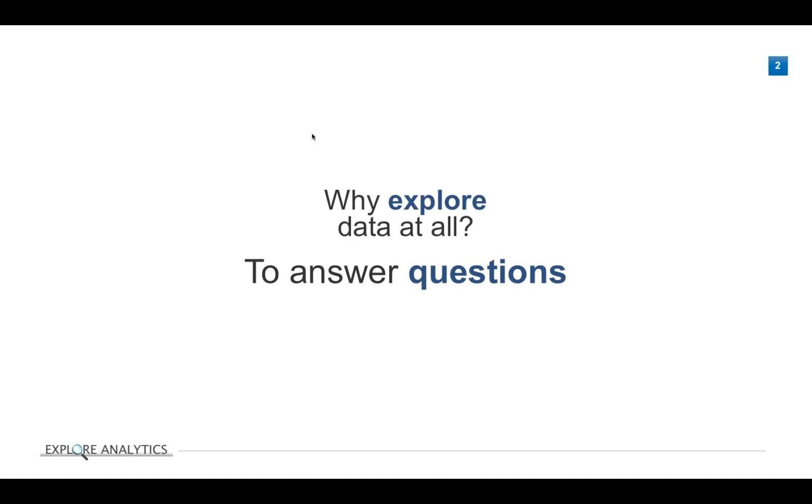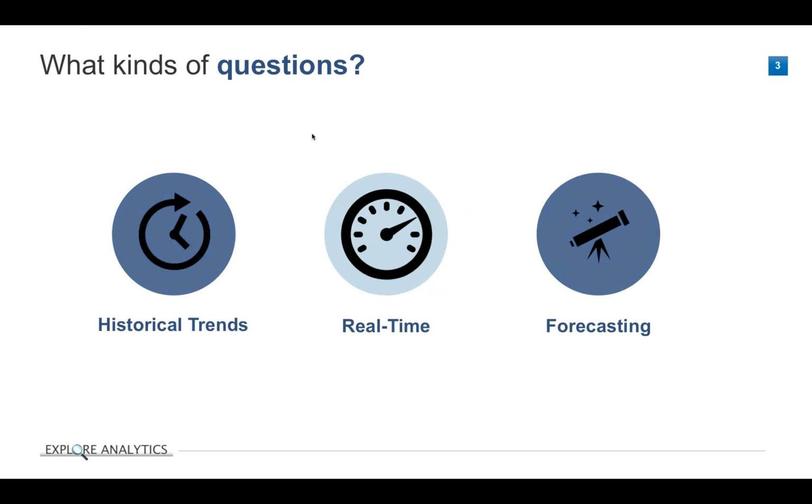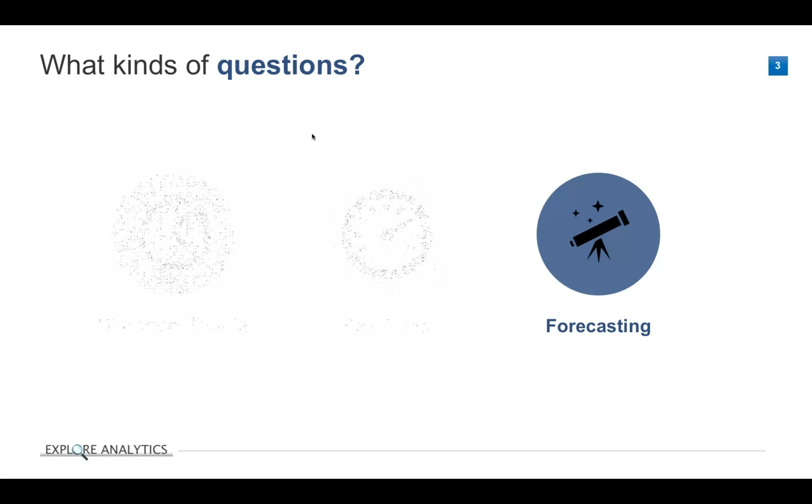So when you want to look at how you would apply forecasting into your own environment, you really want to ask yourself, what questions do we want to answer? There's three different kinds of questions from a time perspective that you may want to be answering. You might want to be answering questions about historical trends. You might want to be answering questions about the real-time goings on, or you might want to forecast into the future. Today, we're going to focus on the forecasting side of the equation, but it's important to understand how it fits into the other two.